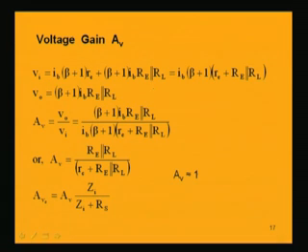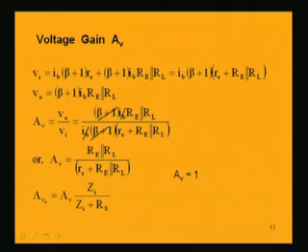Now, dividing V naught by V I, the whole expression by this expression, we get A V. Replacing this, we get A V equal to this divided by this. Now, we can cancel out I B, and also beta plus 1 with beta plus 1. So, we are left with the expression R E parallel R L divided by small r e plus R E parallel R L.